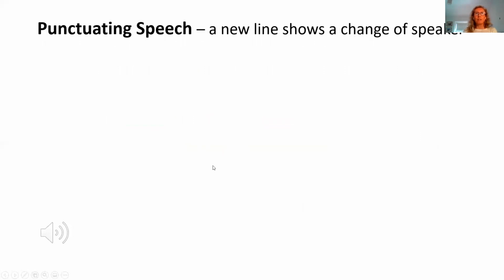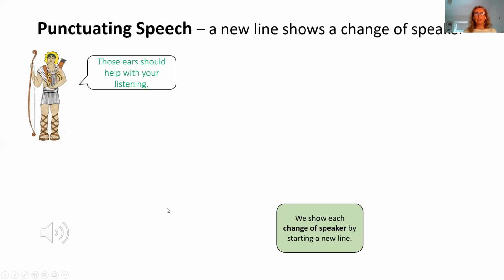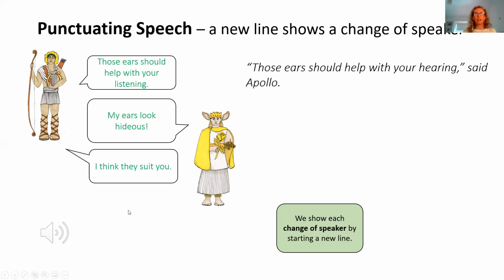Now, when we've got speech, we can have a lot of people speaking all at once. And to make it clearer, every time a new person speaks, we start a new line. So here we can see that there are the speech bubbles again. We've got Apollo and King Midas speaking, and they're in different speech bubbles. So just like we would have words in different speech bubbles when the people are speaking, we have each speaker on a new line.